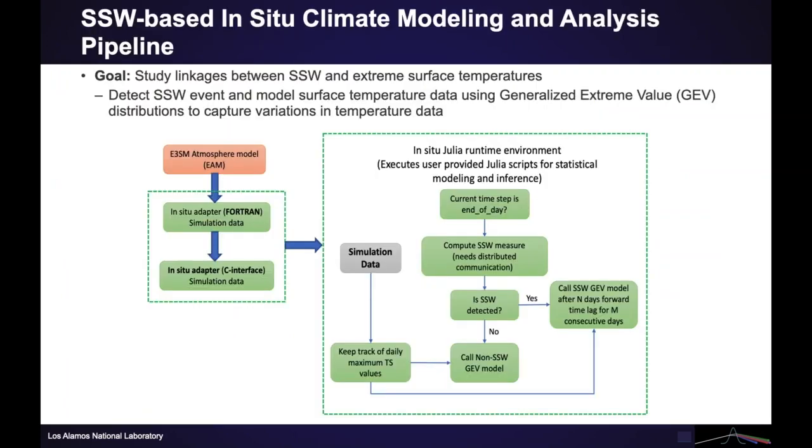Our SSW-based analysis is expanded to a more sophisticated analysis pipeline as shown in this chart. Our goal is to study linkages between SSW and extreme surface temperature variations, and to do so, we use a generalized extreme value distribution modeling scheme. Based on whether SSW is detected or not, we keep track of two sets of GEV model parameters, one when SSW is not present and the other model that captures temperature variations after SSW is detected. The details of this GEV modeling scheme are discussed next.